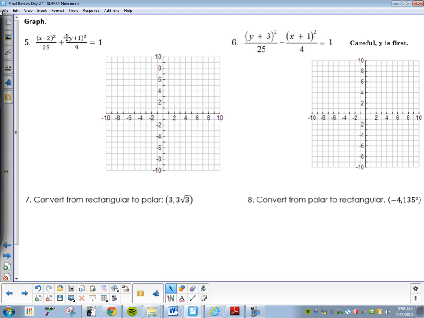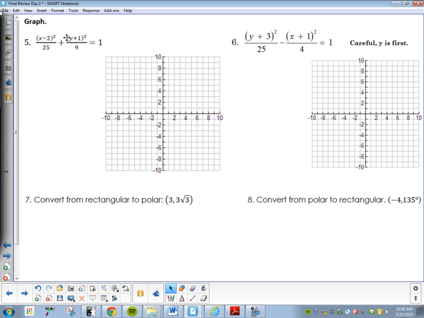Okay? Is it a parabola? Not a parabola. How do you know when you're looking at that, Kaylee, that it is not a parabola for number 6? Well, how many things are squared? They're both squared. So if they're both squared, not a parabola. So it's either an ellipse or a hyperbola.